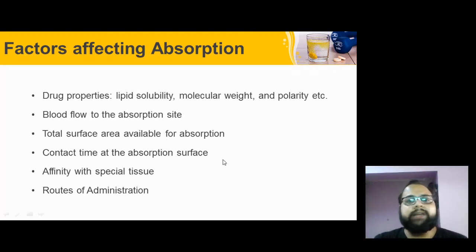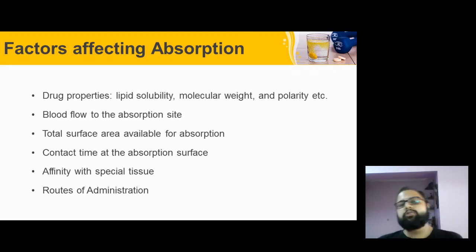Then contact time at the absorption surface is also very important. If there is less contact with the absorption surface, another problem that could happen is that your drug getting absorbed in your target site or a specific tissue site will be less. Something which could happen very fast will take intervals of time to actually get absorbed. So that's why the contact time should be high. Then its affinity with the special tissue. The special tissue is nothing but your target tissue.